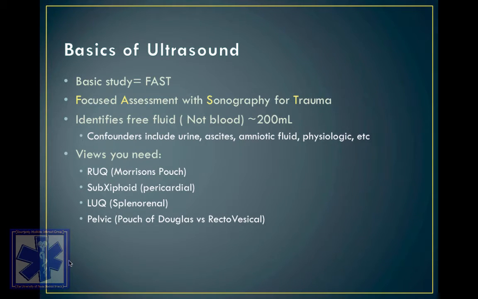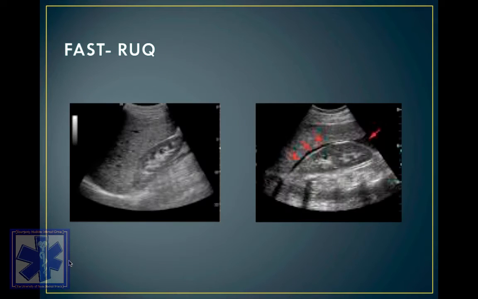Views you need for a FAST: right upper quadrant, looking for Morrison's pouch; subxiphoid, look at your pericardial windows; left upper quadrant, looking at your splenorenal; and then pelvic, looking in females for your pouch of Douglas, or in males for your rectovesicular space. So here's the basic looks at them.